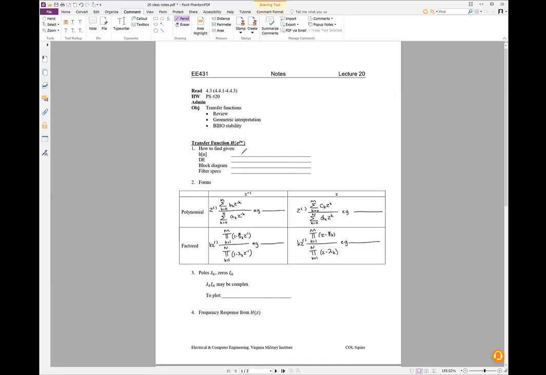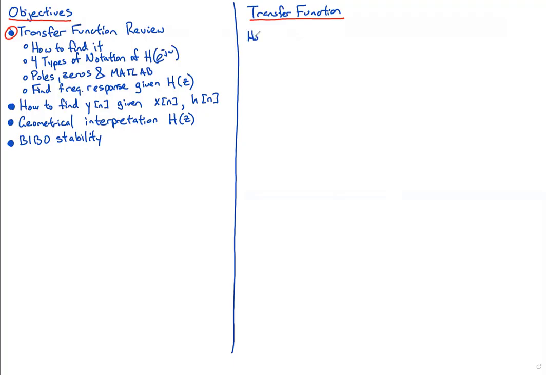The first thing is, how do you find this transfer function, H of e to the j omega, given an impulse response, given a difference equation, given a block diagram, or given actual filter specifications? So let's go through each of those. So the first is how to find the transfer function given its impulse response. And of course, that's going to somewhat depend upon what type of impulse response you're given.